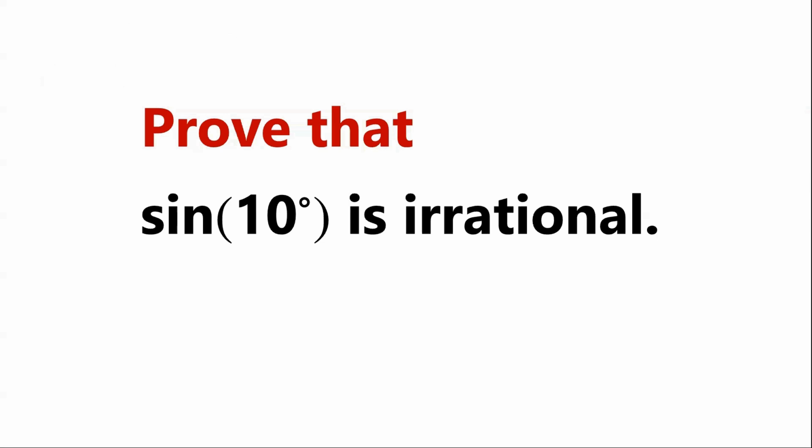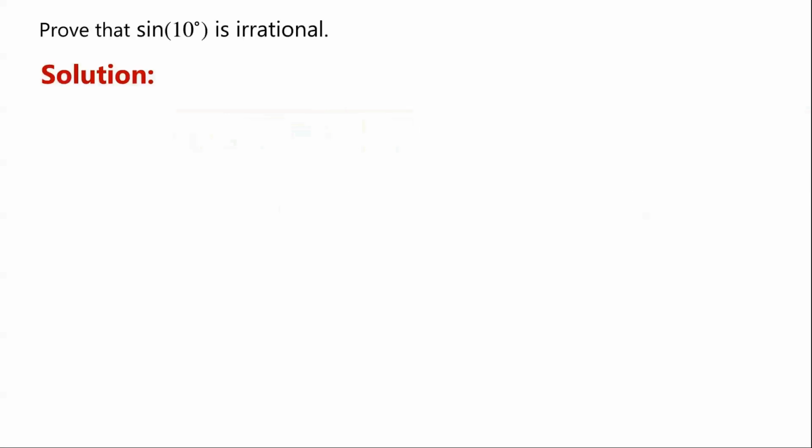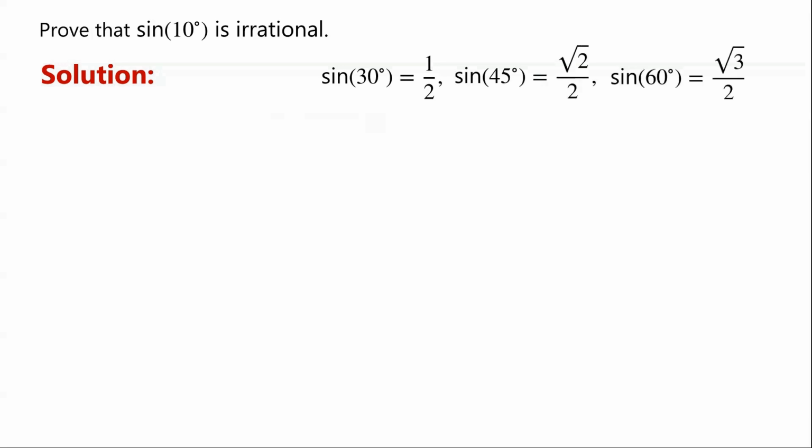that sine 10 degrees is irrational. We know some common values of sine. For example, sine 30 degrees equals a half, which is rational. Sine 45 degrees equals root 2 over 2, which is irrational. Sine 60 degrees equals root 3 over 2, which is irrational. But we do not know the value of sine 10 degrees.